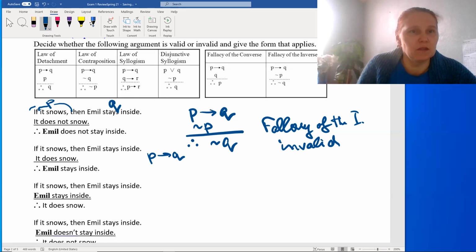Okay, the second one, the first premise is the same, if P then Q. It does snow, so it is P, therefore Q. So it is the law of detachment.